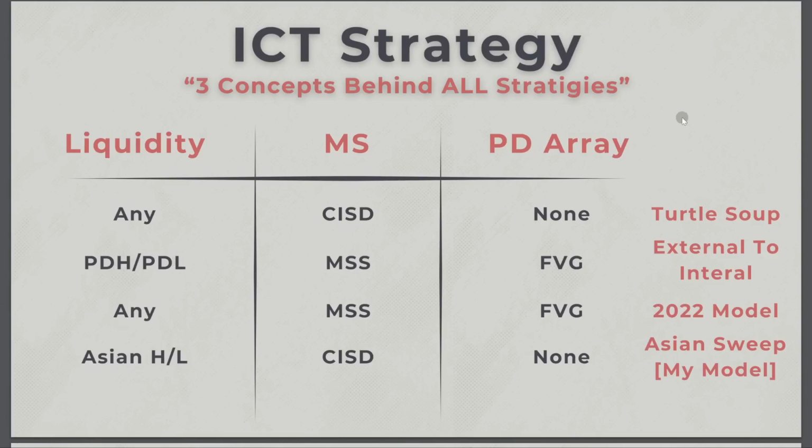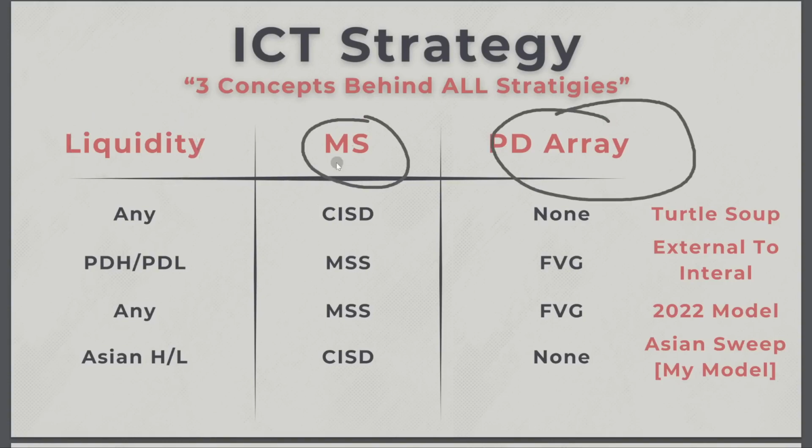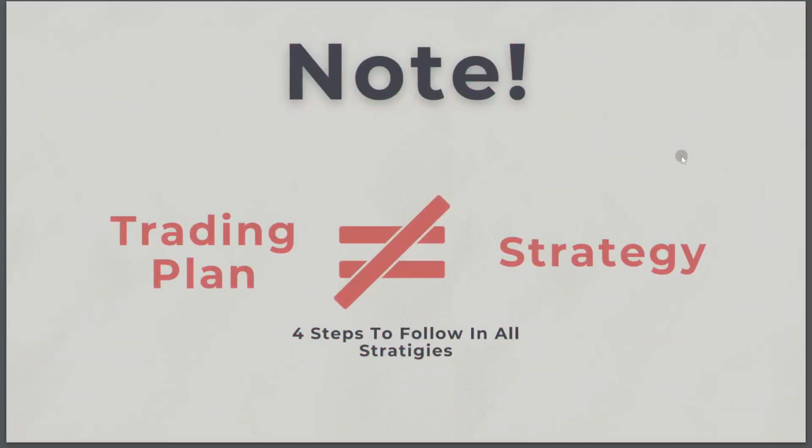That's why I'm showing you this and telling you that they're all the same, based on those three main concepts right here: liquidity, market structure, and PD arrays. Now note that this is a trading plan and not a strategy. A strategy, when I'm telling you, okay, I have a strategy for you, means: look for this, enter on this, and then take profit here, right? But a trading plan will tell you what framework to look at.